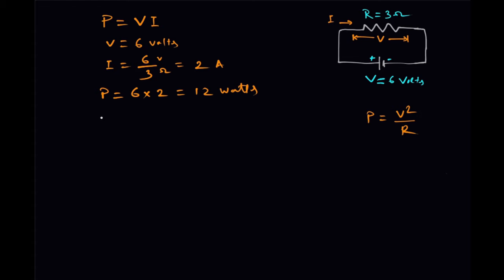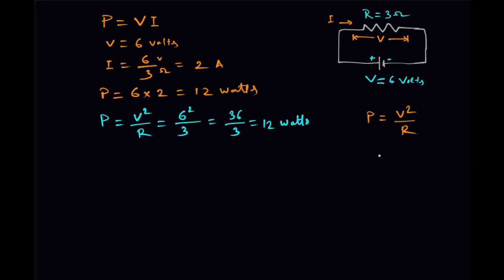Let us solve this circuit using this formula. P is equal to V square divided by R. Now V is the voltage across the resistance, that is 6. So it is 6 square divided by R. R is how much? This is 3 ohm. So you get 36 divided by 3, which is equal to 12 watts. Whether you compute using this formula or that formula, you get the same result.